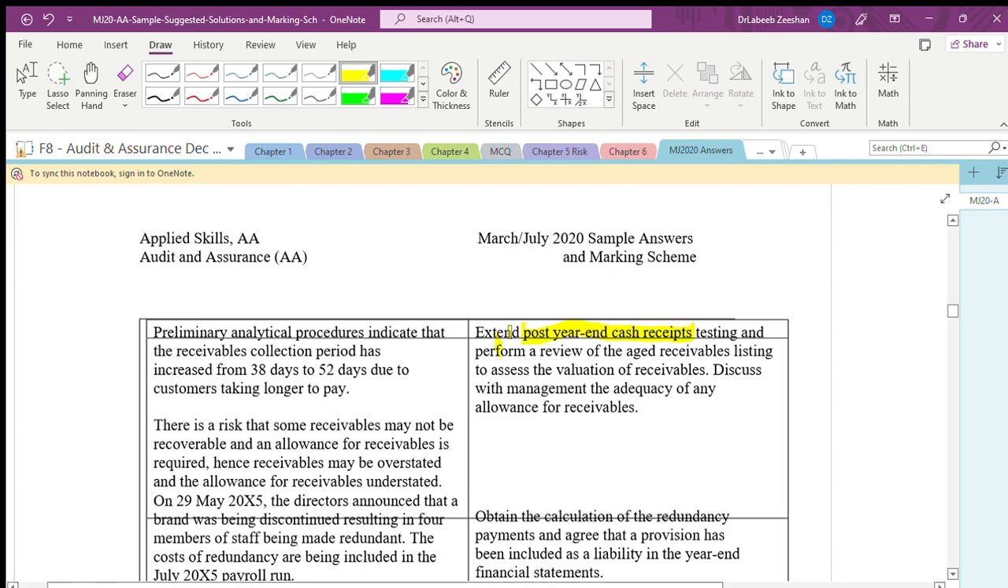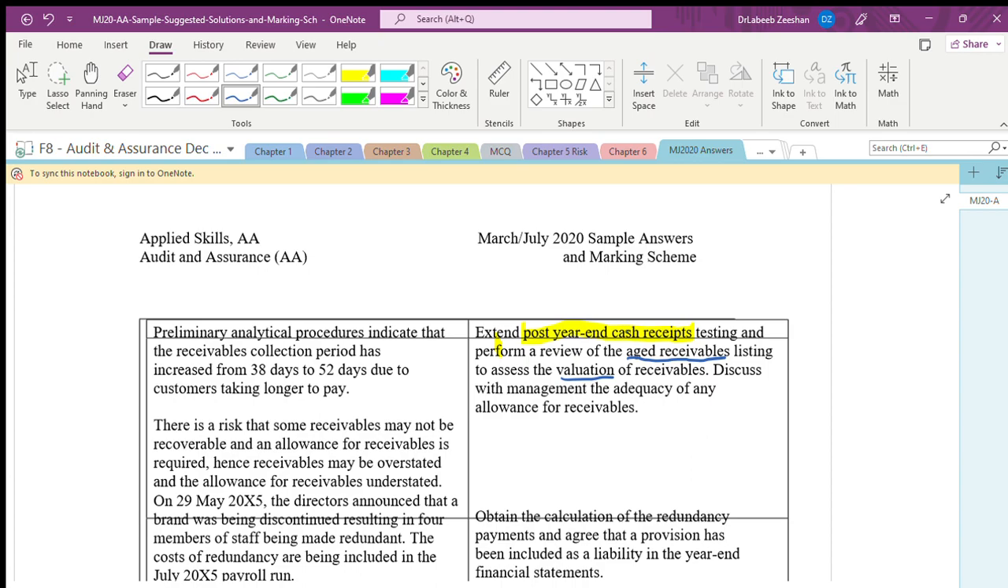After the year end, we are talking in terms of aged receivables. Aged receivables means those who are not paying, long term dues. Listing to assess the valuation of receivables. Valuation is one of the assertions of receivables. What happens if that is the case? You have to review the post year end receipts, and you have to know what the aged receivables are.